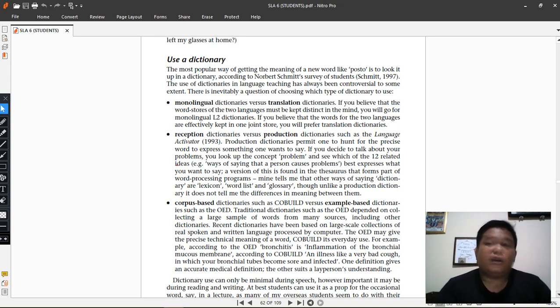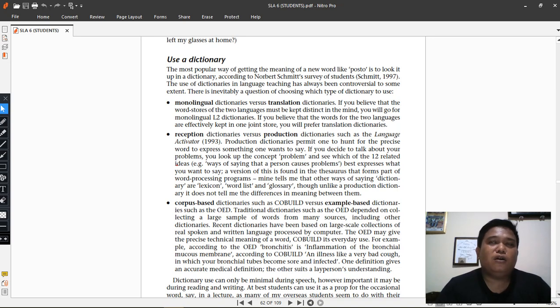While the second one is the reception dictionary versus production dictionaries, such as language activator, another book, you may find it in Google. Production dictionaries permit one to hunt for the precise word to express something one wants to say. If you decide to talk about your ideas, example, your ways of saying that a person causes problems, best expresses what you want to say, a version of this is fine.